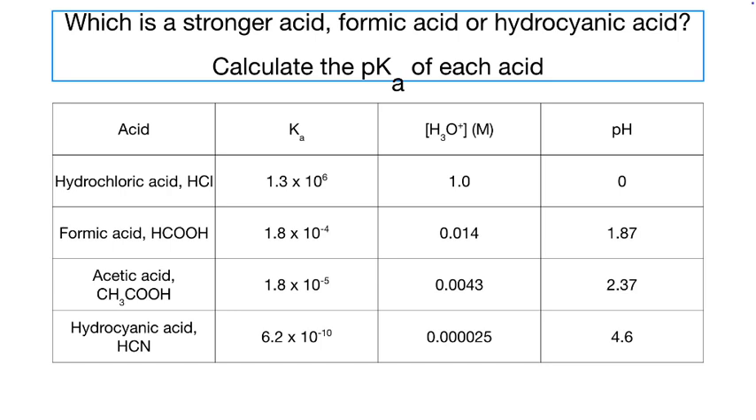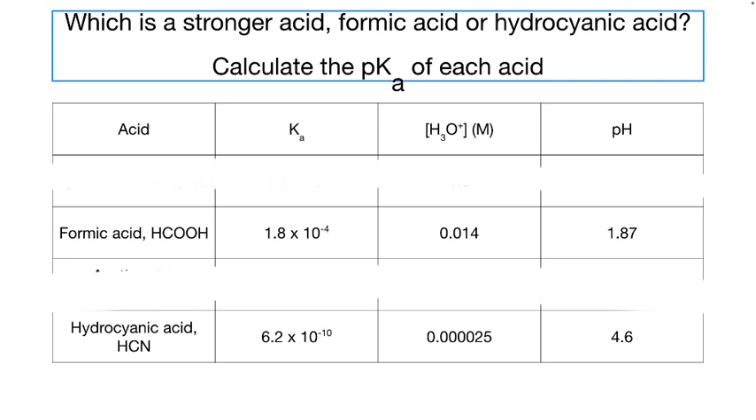So we'll help with that. If you get a table like this on the test, what I would highly recommend is to start covering things up, or crossing them out, so that you know what you want to look at. We want to compare formic acid to hydrocyanic acid. Which one's the stronger acid? Formic acid.